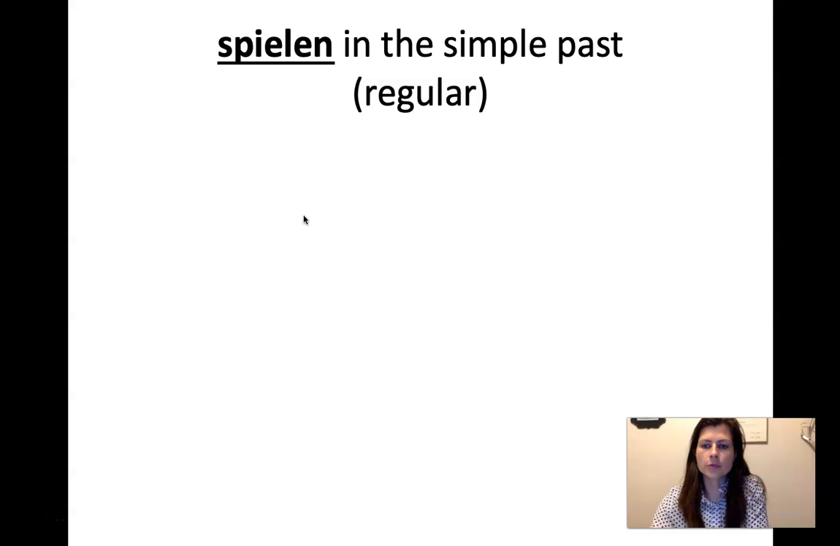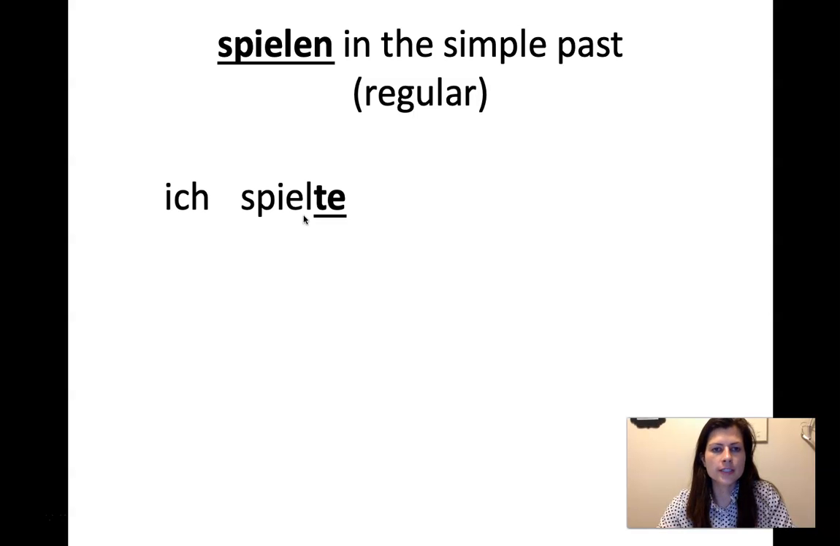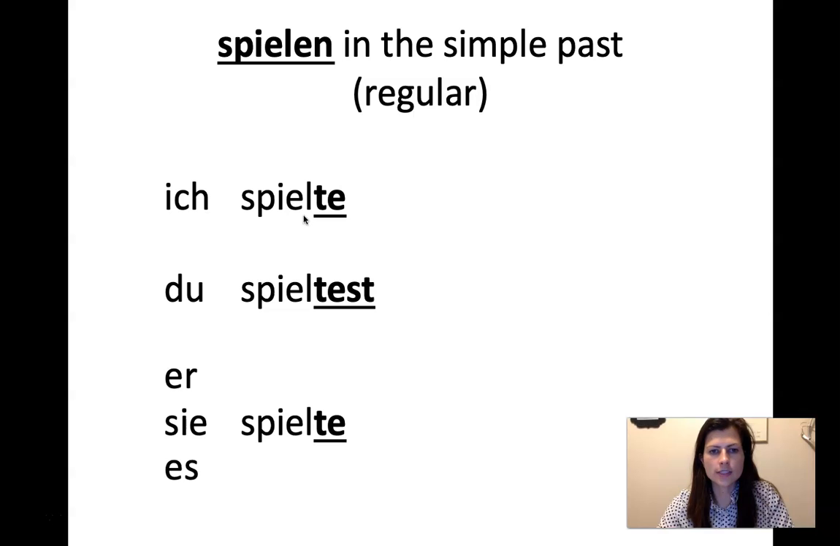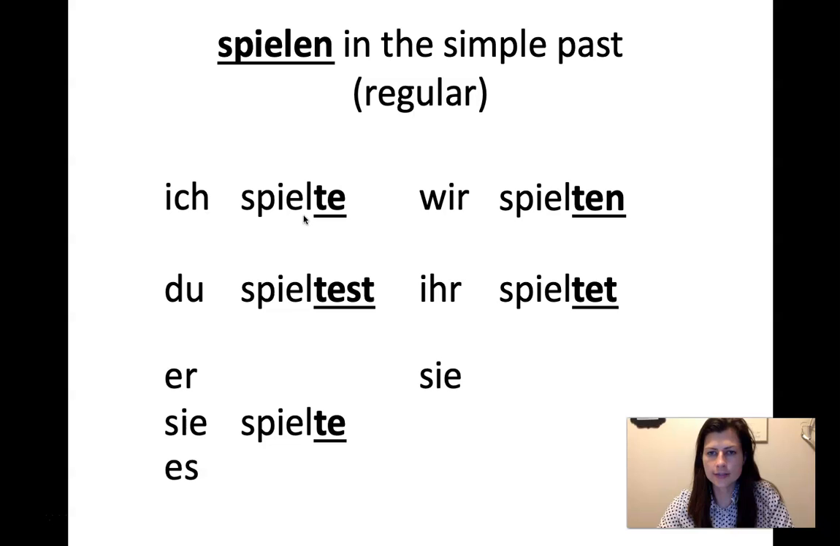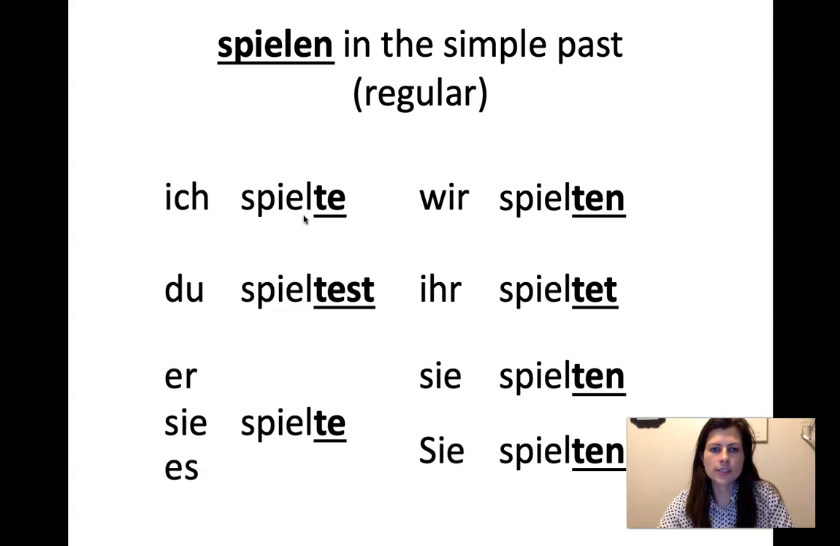Let's try spielen. We had it before, but we can review it to get it into our heads a little better. Ich spielte. Du spieltest. Sie, es spielte. Wir spielten. Ihr spieltet. Sie spielten. Okay. So just like in the present tense, you'll see that it makes a difference whether you say sie spielte, that would be she played, versus sie spielten would be they played.